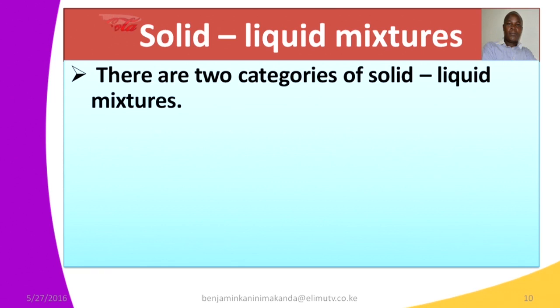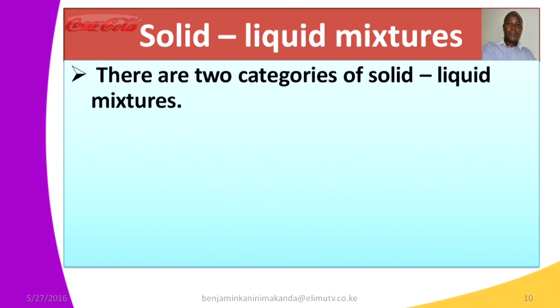Those solids that do not dissolve in a liquid, we call them insoluble. They form insoluble mixtures. And then we have those categories of solid liquid mixtures that dissolve to form a solution. That's why we say there are two categories. Just before we go to the details, let's have examples of solid liquid mixtures in their two categories. In one category, I take sand and put it in water, then the sand is not going to dissolve. So in that case, we have insoluble solid liquid mixtures.